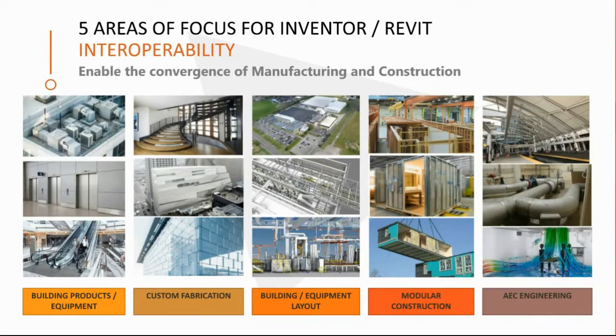The third one, building equipment layout, maybe such as industrial facilities and industrial equipment layout. Modular construction includes prefabricated components and structures in whole or in part, and also the AEC engineering for flow and other engineering design capabilities. So that's the areas that we focus on or talk about when we talk about the Inventor to Revit interoperability.